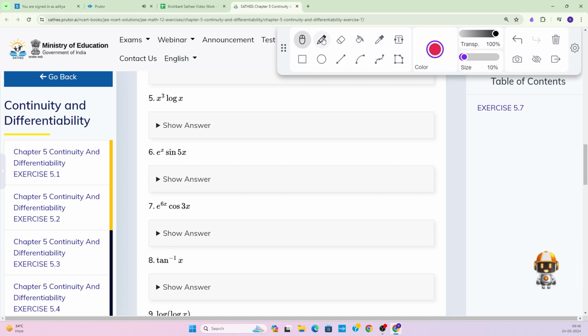Now fifth problem. If you take this as y, then your y derivative will be 3x square log x plus x cube. Now the derivative of log x will be 1 by x, so this will be just x square. You will have this.